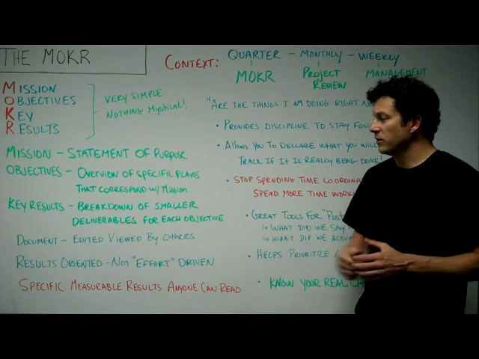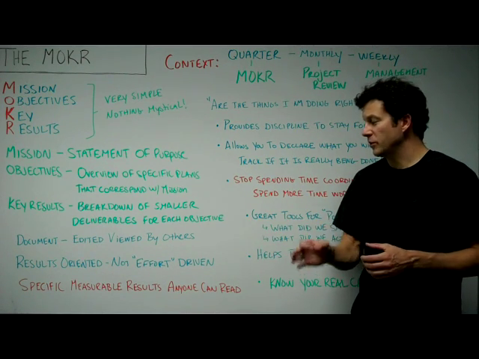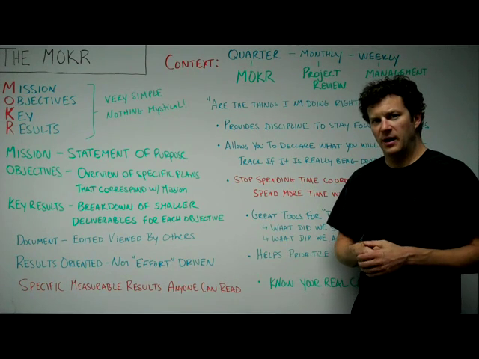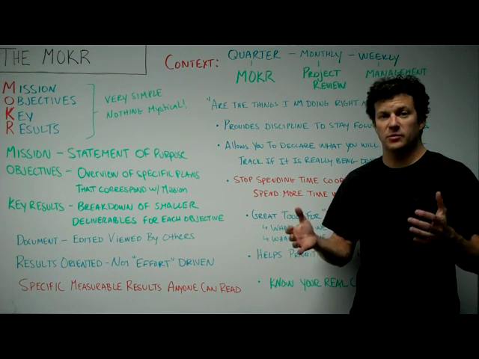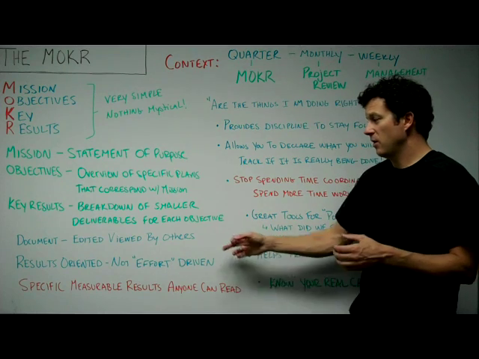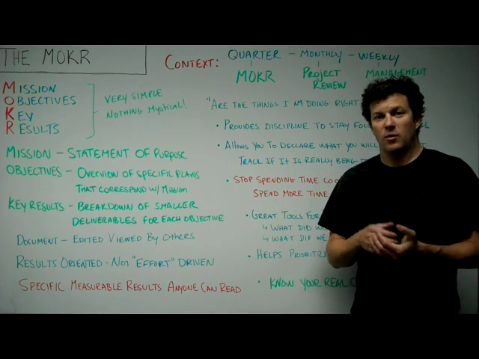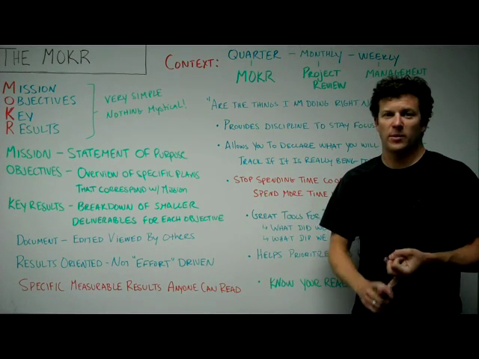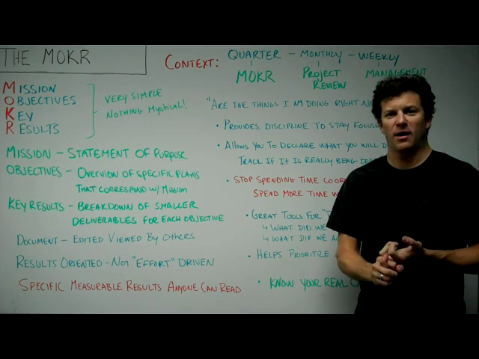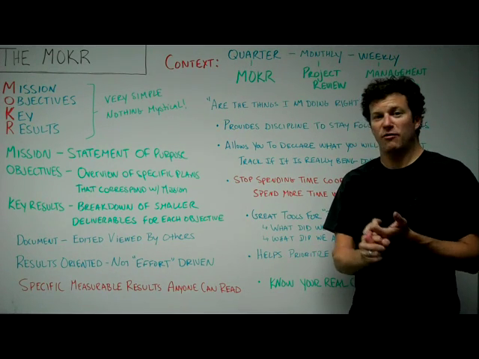And then the key results are a breakdown of smaller, specific deliverables for each objective. So if you're picking an objective like build a website, your deliverables might be write website content, gather website photography, build the website itself, etc.